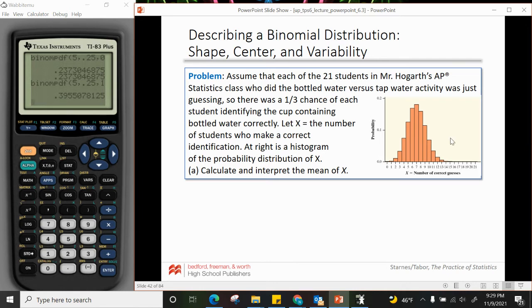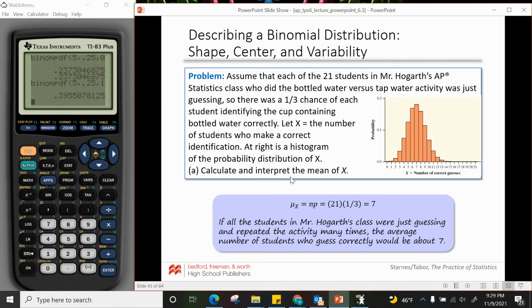So, right, if there's 21 kids, this is the probability of 0 kids getting it right, 1, 2, 3, 4, and so forth. So you can see the largest one happened around 7, and that is still less than 20% got it correct. So calculate and interpret the mean of x. Well, it is binomial. All right. So it would just be n times p, which is 21 times 1/3, which is 7.